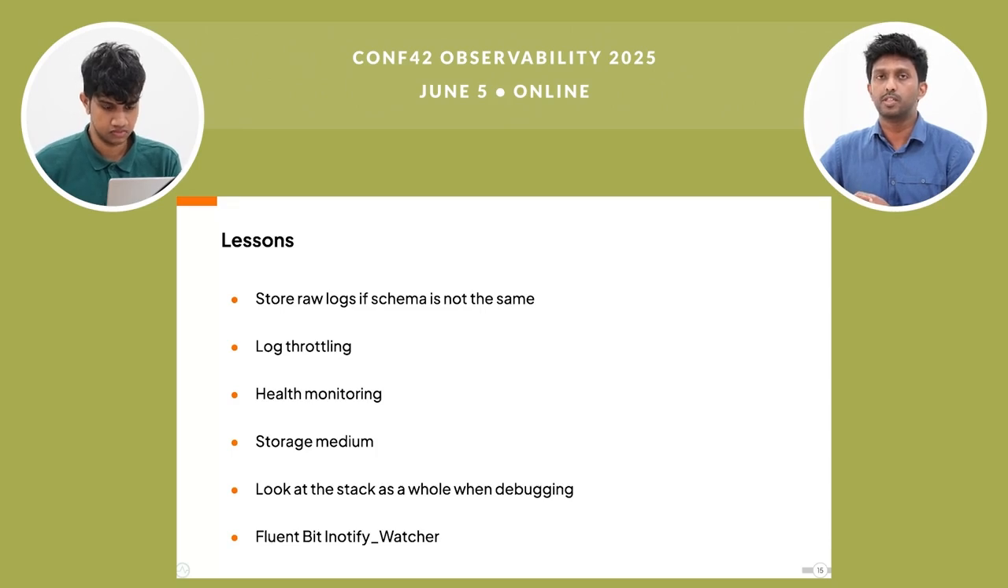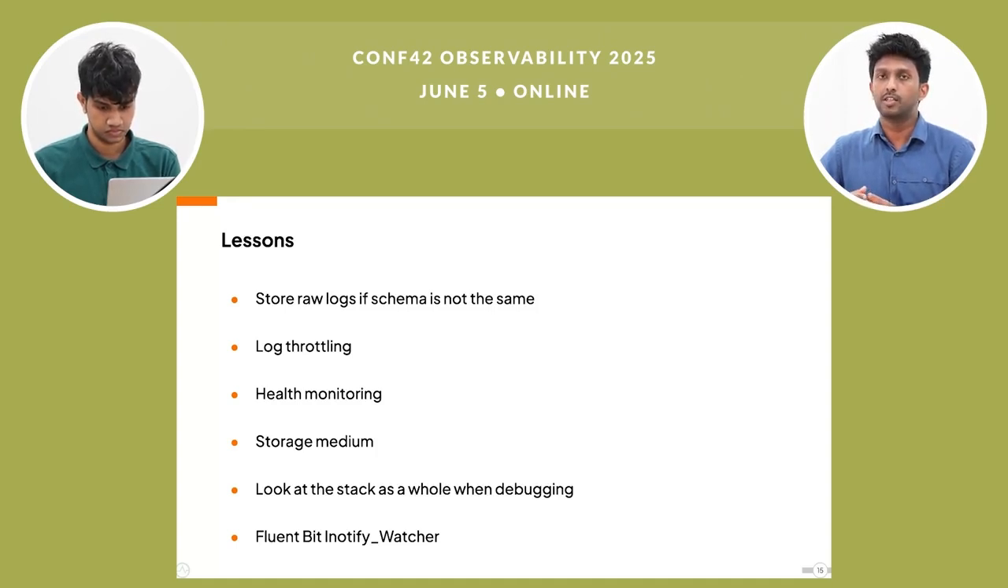When FluentBit starts publishing logs to OpenSearch, there could be cases where the OpenSearch cluster could be overwhelmed. To prevent something like that from happening, we could use log throttling, and we were able to do that by writing a custom Lua script and adding it to FluentBit. Health monitoring is also important in a platform like this. To do health monitoring, we used an external tool to check the health of OpenSearch, FluentBit, and our logging API.